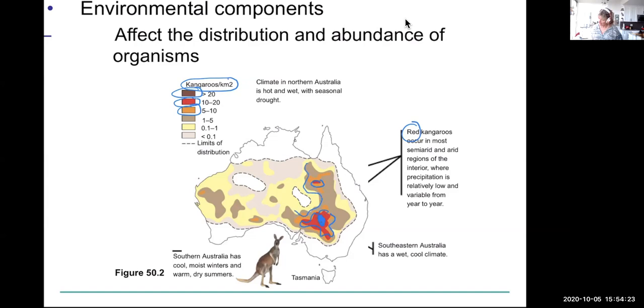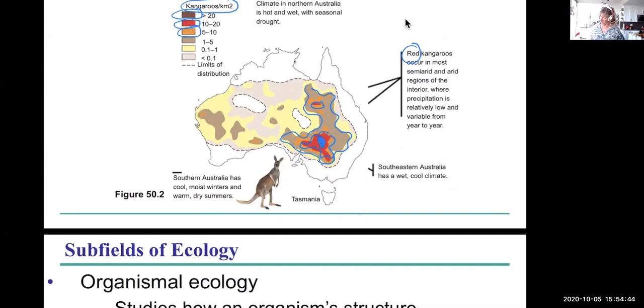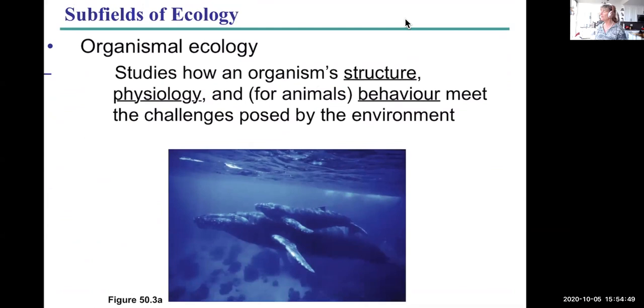So this shows 1 to 5 per square kilometer. So the density of kangaroos follows the amount of precipitation, the amount of rain per square kilometer. There are subfields of ecology because often you can't go and study something all at once. You have to get the little bits of information to put piece together.